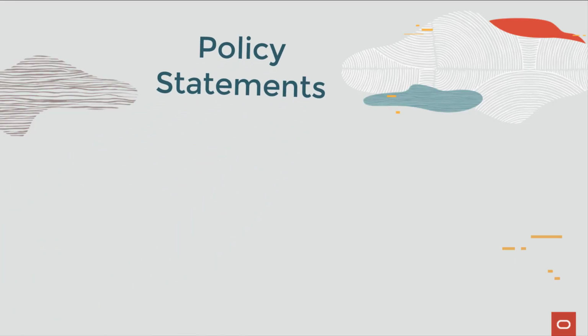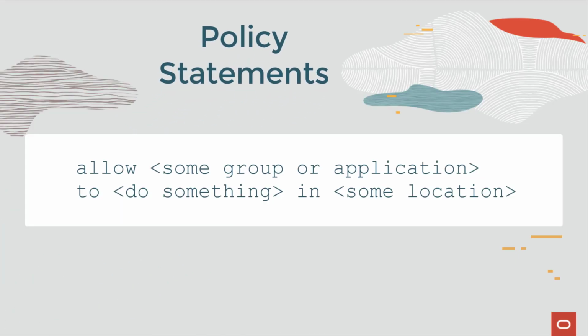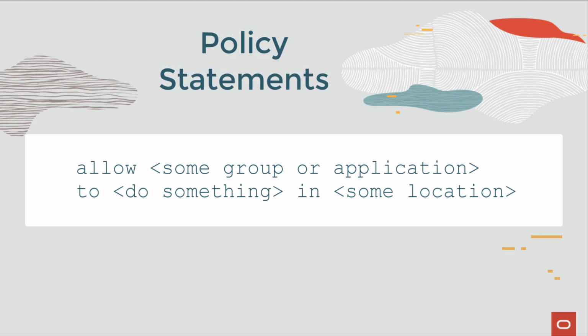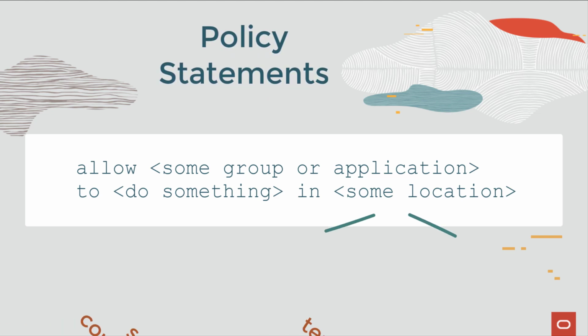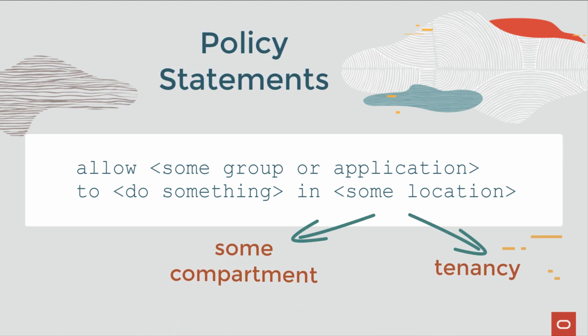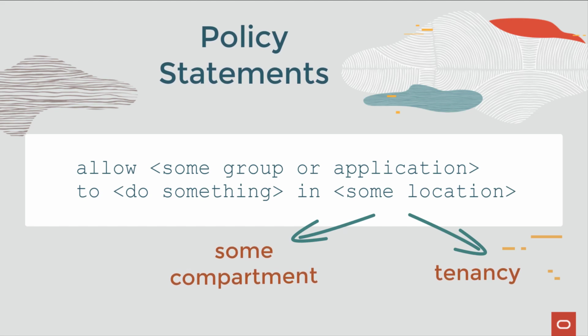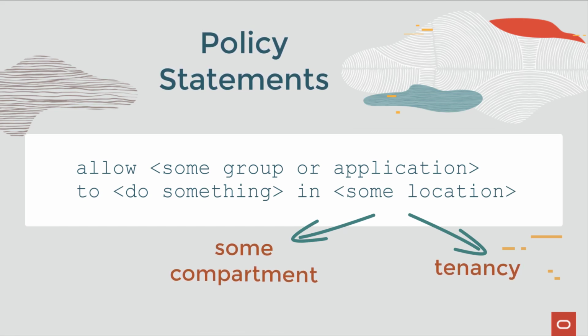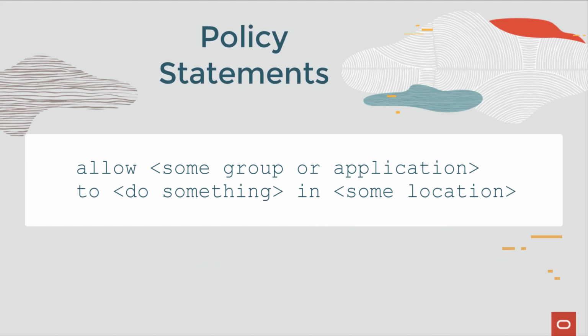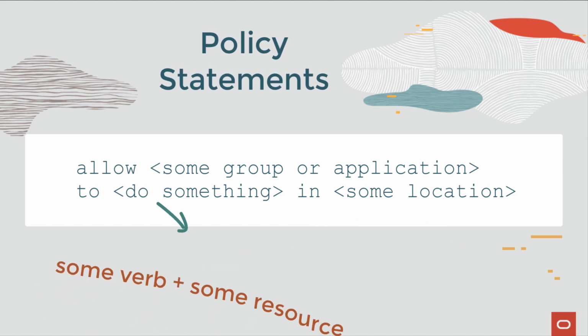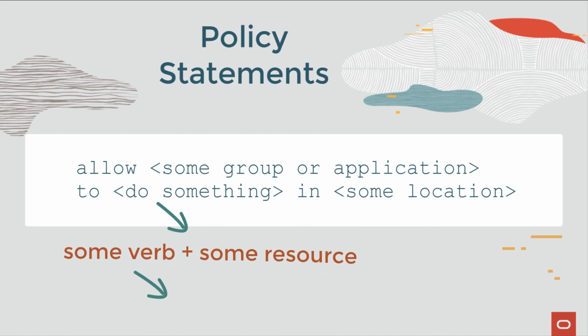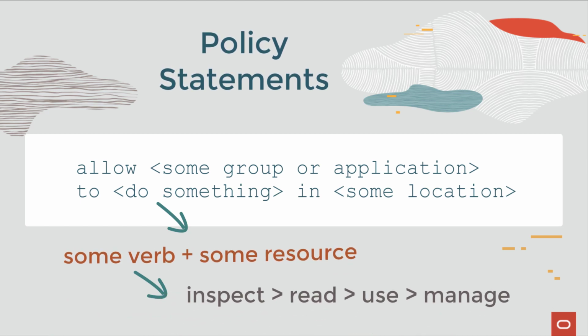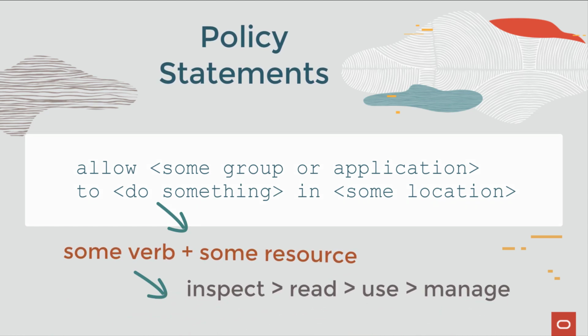A policy statement goes like this: Allow some group or some application to do some action in a specified compartment. If you want it to apply to all compartments, then instead of a specific compartment, you write in tenancy. There are four actions that groups or applications can perform. From the least privileged to the most, they are inspect, read, use, and manage.